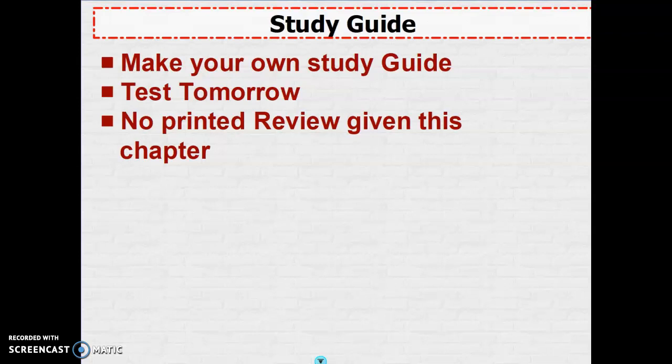Hello, here is a study guide that I wanted to offer you guys in order to help you make your own study guide and figure out how to study and prepare yourself for tomorrow's test. You do have a test tomorrow. It will cover everything reviewed on this study guide video, but do know that I'm not providing a printed review this chapter, so you want to take it upon yourself to make sure that you prepare yourself.